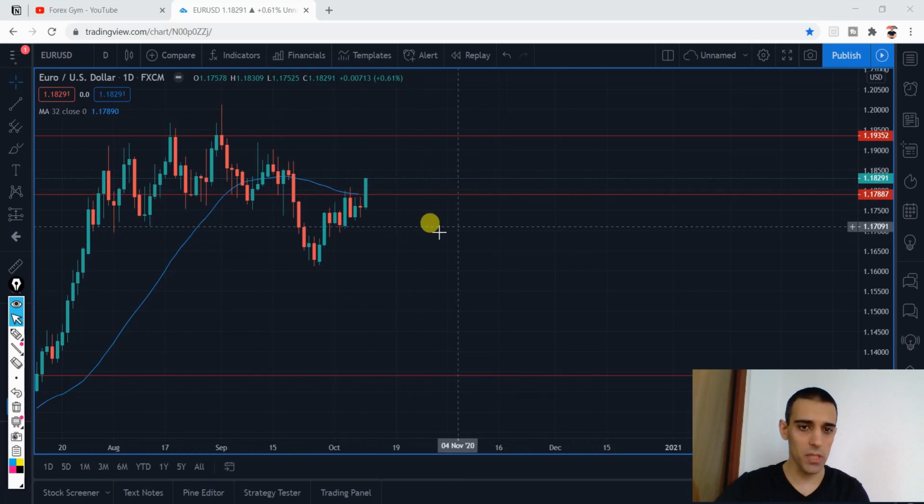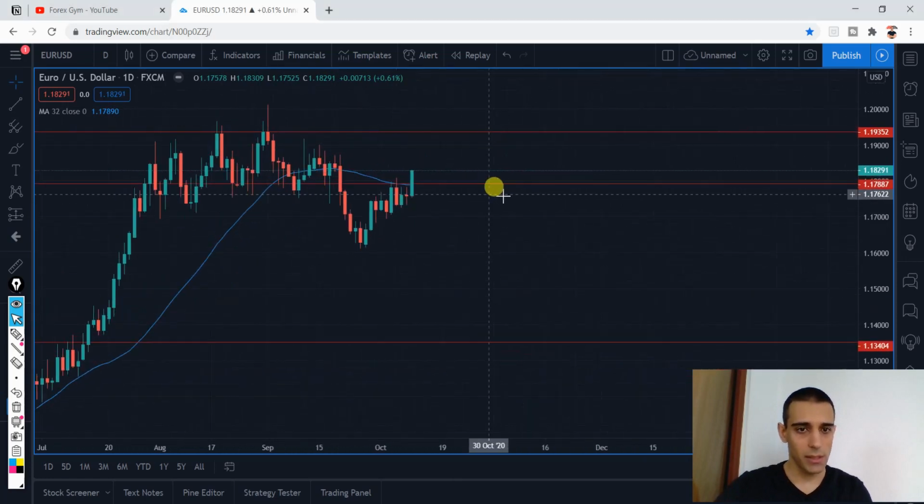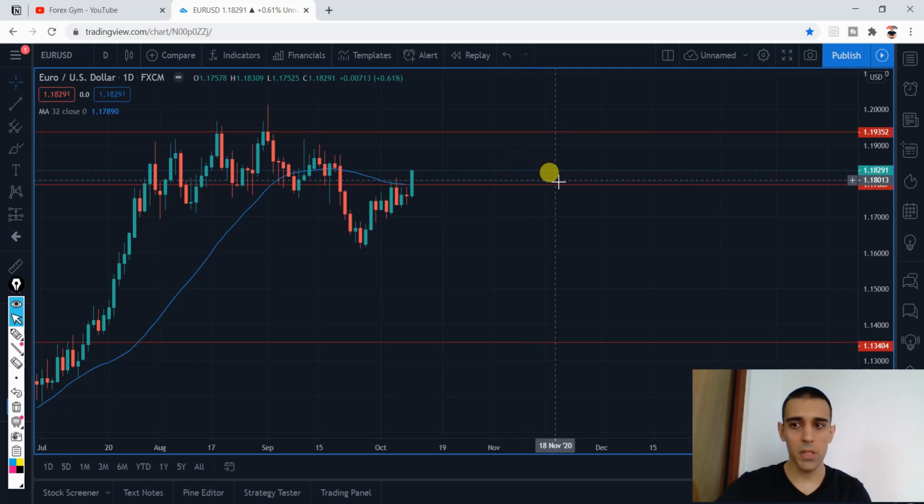In terms of the stop losses, if we enter at 118.15, I don't want to give this one too much space. Just in case the price is going to continue to fall, I'll give this one about 20 pips stop loss. That will be enough.